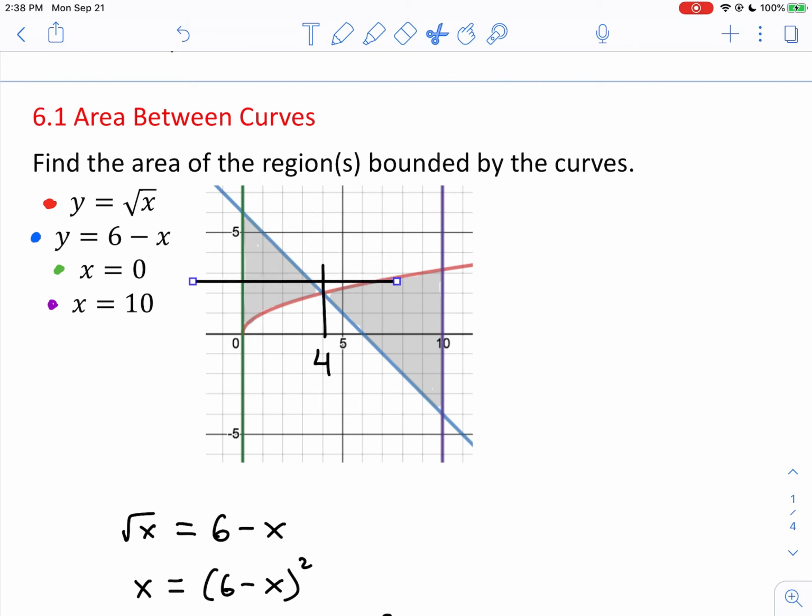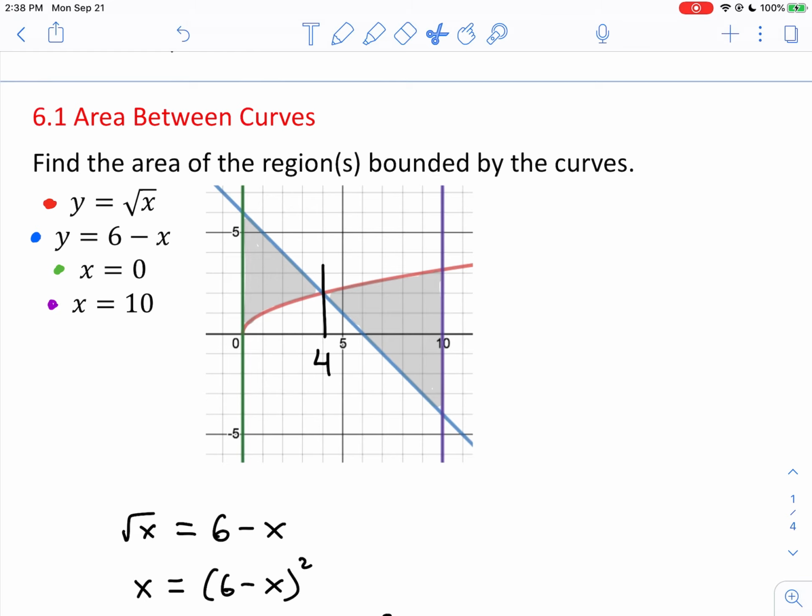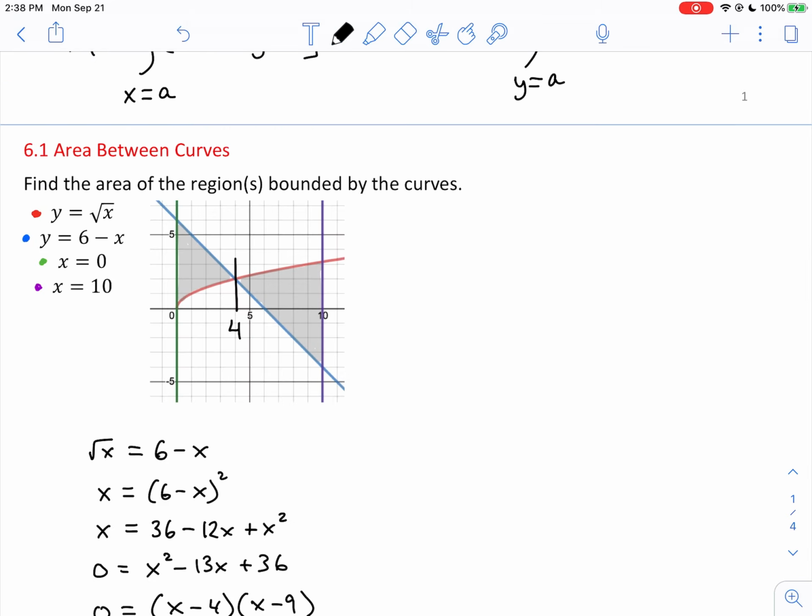So we would need an integral and an integral, and then an integral and an integral to get this answer using horizontal strips. Vertical strips are much easier in this case. We have two different regions. Let's call this region 1, so A1 and A2 is what I'm after.